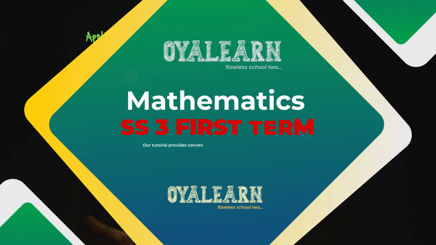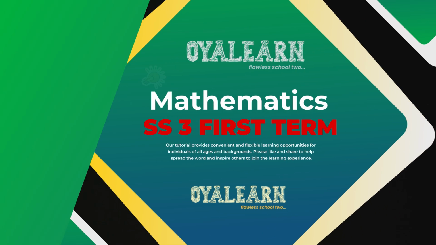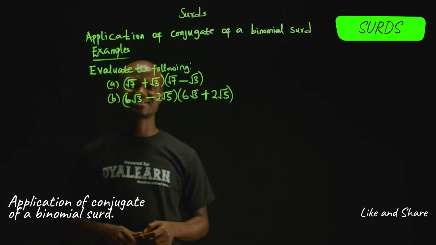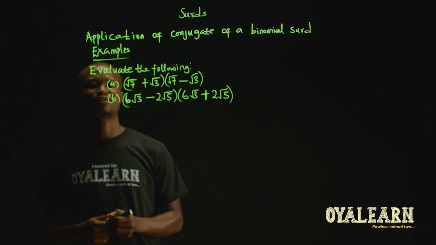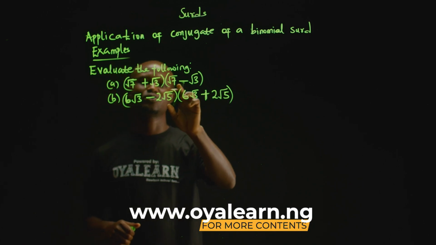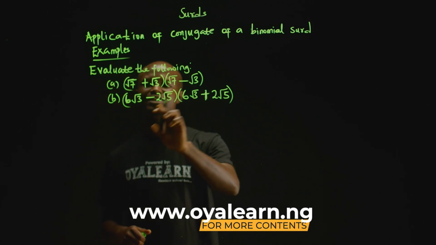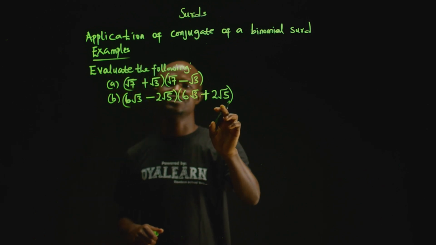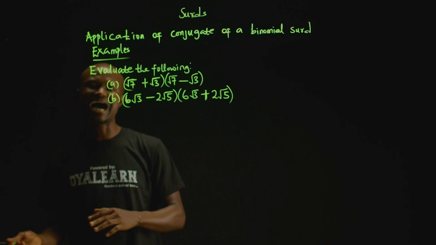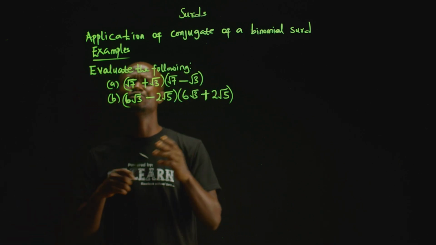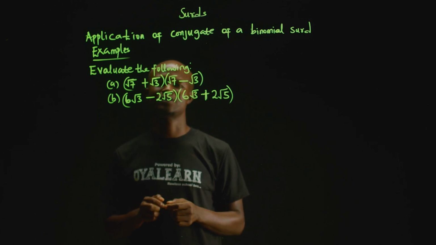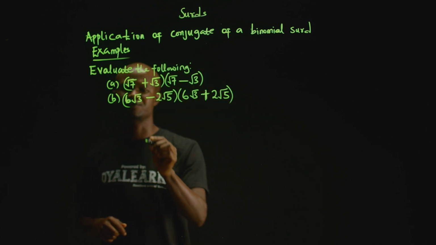Application of conjugate of a binomial surd. Examples. Evaluate the following. From the first question, we can see that we have a binomial surd. Look at the conjugate also. This is also a binomial surd. Look at the conjugate. Now, when you are trying to multiply a binomial surd and its conjugate, how do you handle the question? We are going to bring in what we call the principle of difference of two squares.